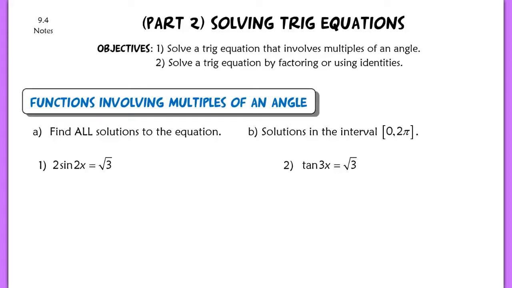This lesson is part 2 of section 9.4. We're going to continue to solve trig equations, but specifically we'll be looking at trig equations that involve multiples of an angle. So we will be continuing to factor or use identities in order to solve trig equations. So we'll just see a little bit more examples now.